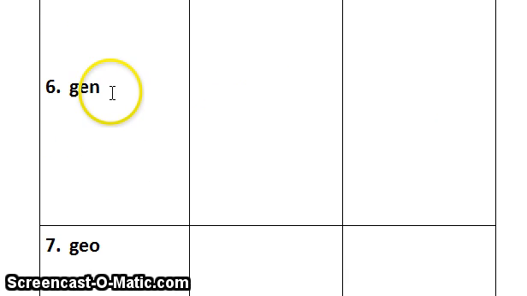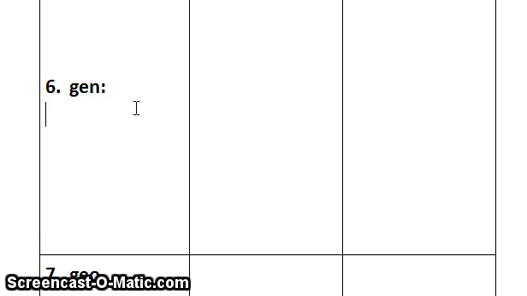And we're going to move down here to gen. Now, gen has three meanings, and it's kind of hard to remember them all. So I'm going to put them all here.